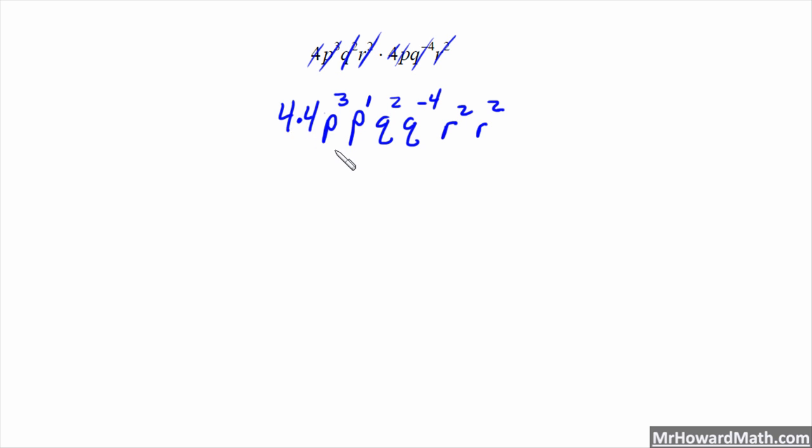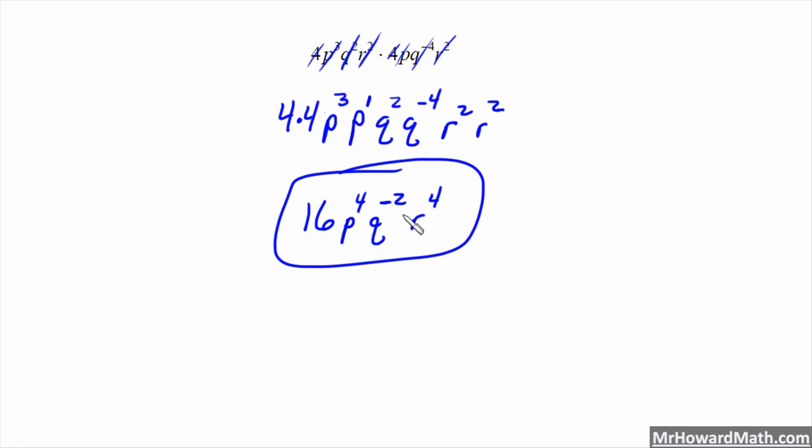So now multiply numbers times numbers, p's times p's, q's times q's, r's times r's. So 4 times 4 is 16. P cubed times p, add the exponents. When they're side by side like this, see, it's a lot easier. So p to the 4th power there. And then here, for the q's, 2 plus a negative 4, that's like 2 minus 4, so that's negative 2, so we get q to the negative 2 power. We'll apply our negative exponent rule later. And then r's, we have r squared times r squared, add those exponents, so that's r to the 4th.